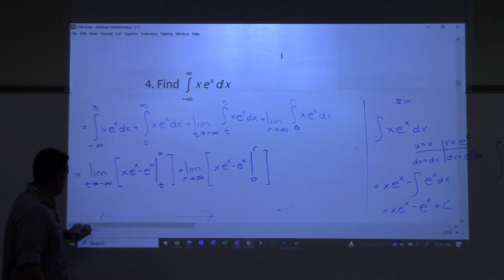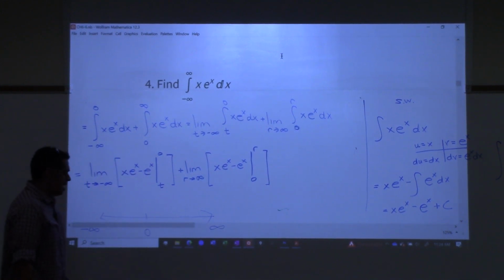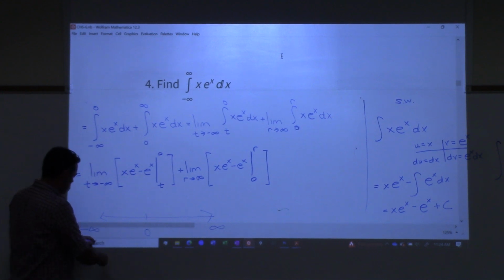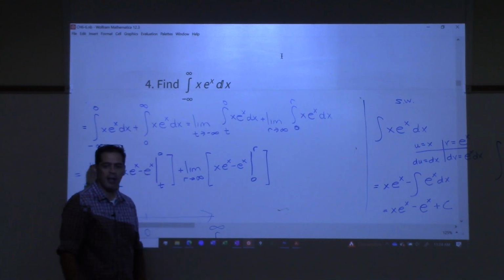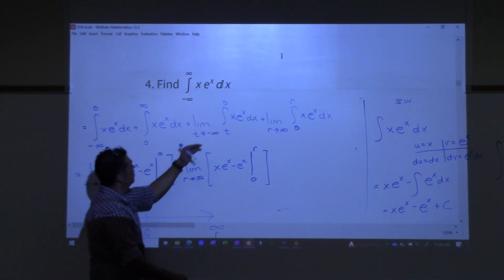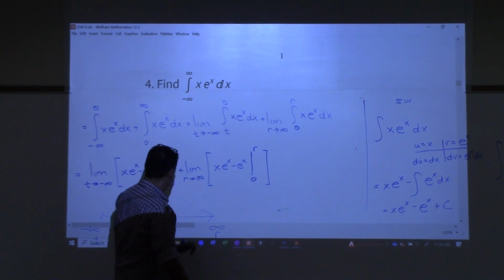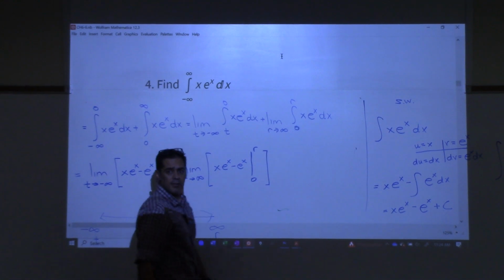Here's negative infinity, here's infinity, right? We split it at 0, didn't we? And then we said instead of infinity, this is t, and instead of this, we're going to say r. So your first integral should go from t to 0, and then your next integral should go from 0 to r.